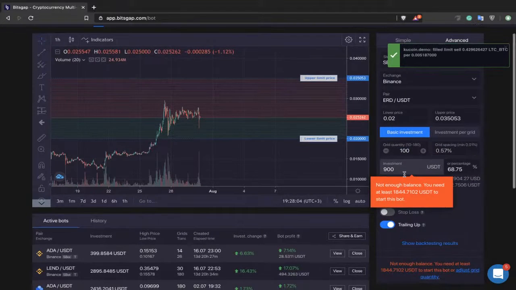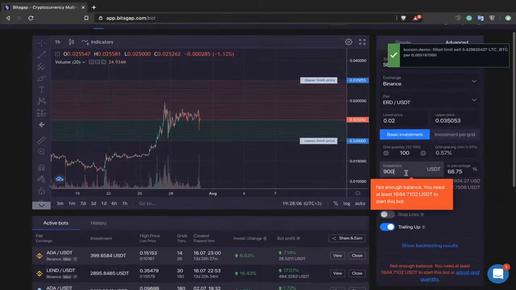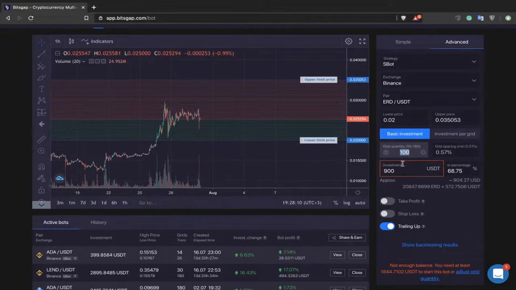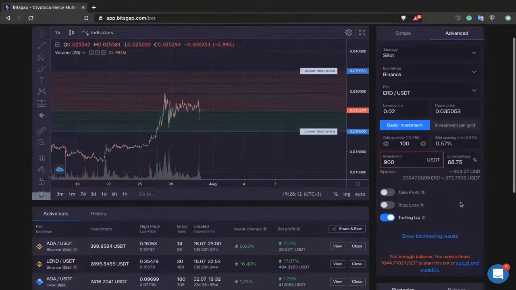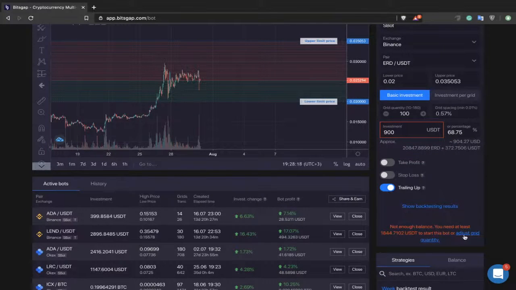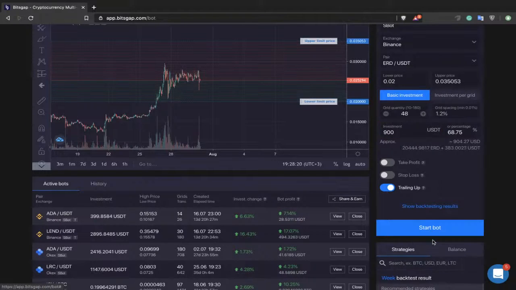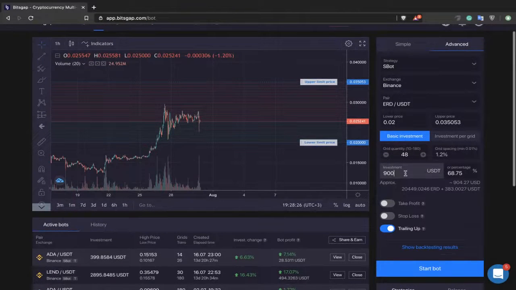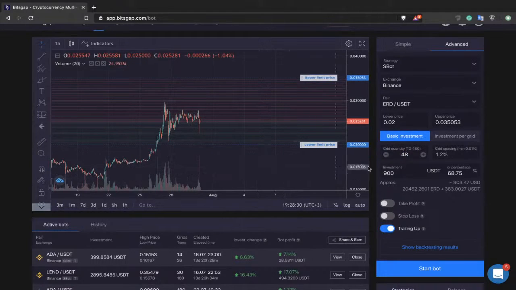So if I want to allocate 900 USDT with 100 grid levels, that would be impossible. But what I can do here, if I still want to allocate 900, is adjust the grid quantity. It will automatically reduce the amount to 48, and now I am able to launch the bot, as I now have fewer grid levels within the trading range.